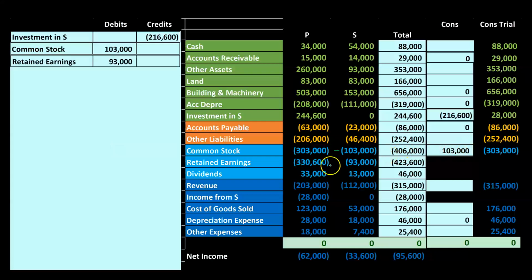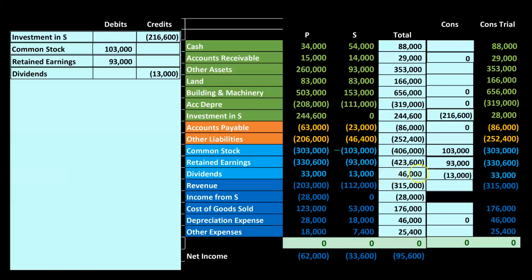We're going to do the same for the retained earnings. It's a credit here. Therefore, we'll debit it in our journal entry. There's the 33,600 plus the 93,000 plus the 423.6, minus the 93, S's portion, gives us back to P's portion, the 33,600. We're going to do the same for the dividends, except the dividends has a debit balance. Therefore, we will do the opposite thing to it, crediting it. So we've got the 33,000 plus the 13,000 is the 46,000, minus the 13,000 gives us back to P's portion, the 33,000.